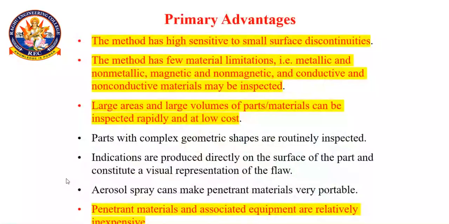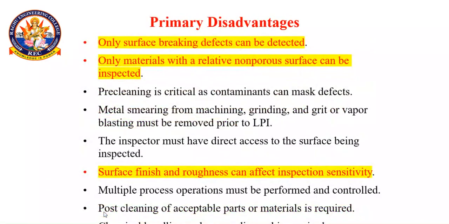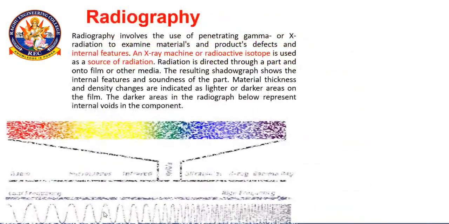Next, what are the advantages? This method has high sensitivity to small surface discontinuities, and large areas and large volumes of parts can be inspected. Penetrant materials and associated components are also inspected. Disadvantages: only surface cracks can be identified. Materials with relatively non-porous surfaces can be inspected, and surface finish or roughness can affect the inspection results. There are many other disadvantages also.